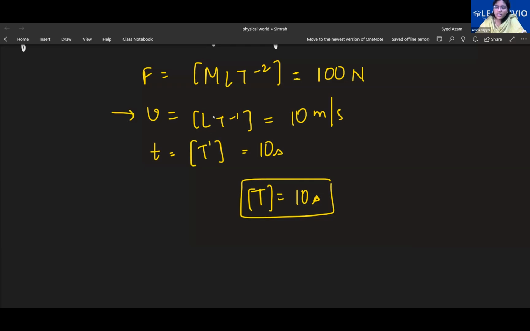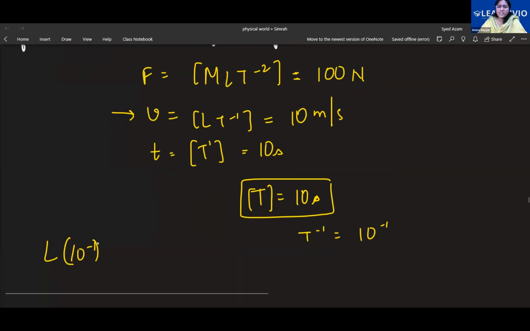Look, T to the power minus 1. So just take it as the normal equation. One variable is L, our variable. This is the way we do the substitution method of maths. We take one value, then put it there like this. Now, if T is 10 seconds, T to the power minus 1 will be 10 to the power minus 1. Right? So let's put it here. L, now T to the power minus 1, I'll put it as 10 to the power minus 1. This is equal to 10 meter per second.